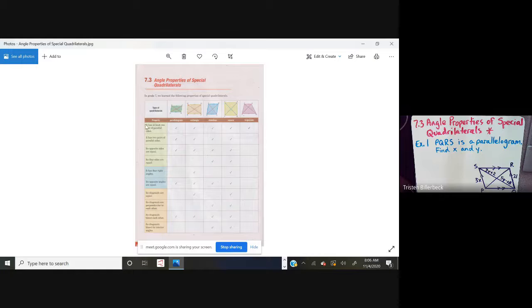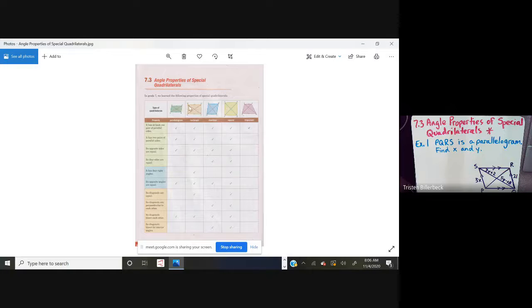First we have the properties here. It has at least one pair of parallel sides. Well, they all do, because even a trapezoid has parallel bases. It has two pairs of parallel sides. Well, that rules out the trapezoid or trapezium, so then we're down to just the parallelograms. Each one of these is a parallelogram. So this is the mother parallelogram.